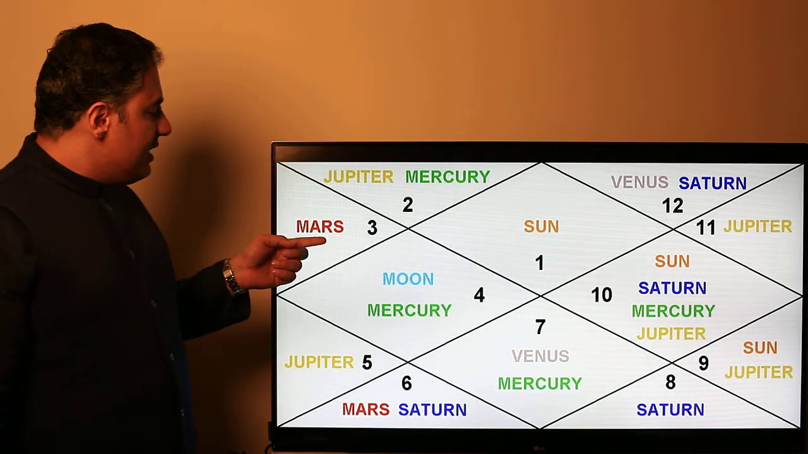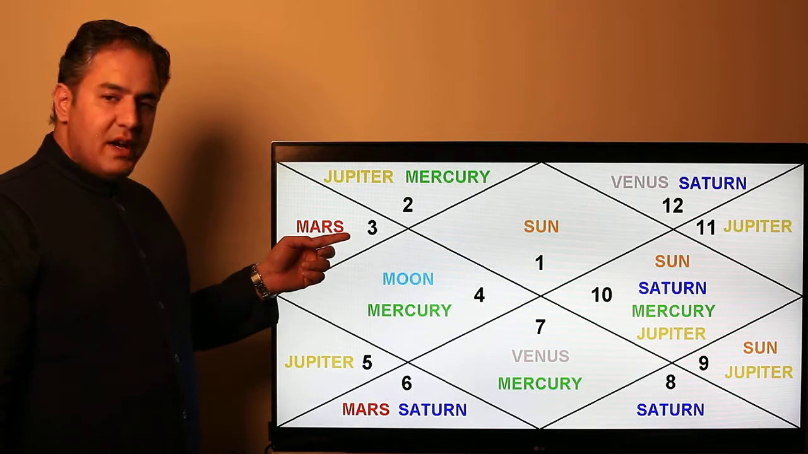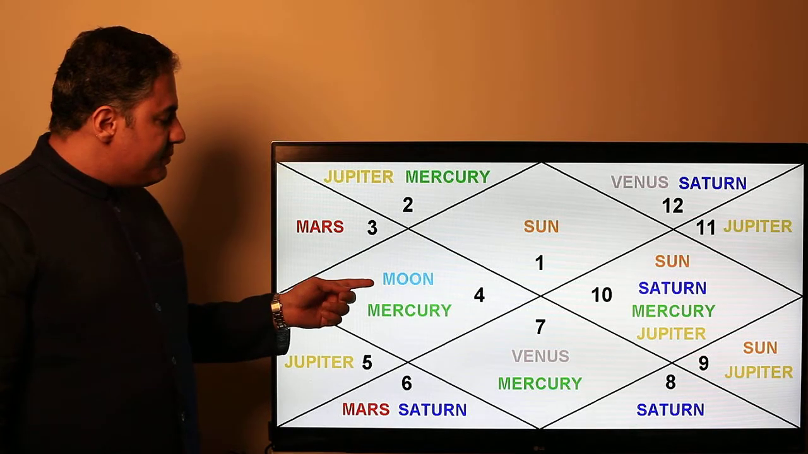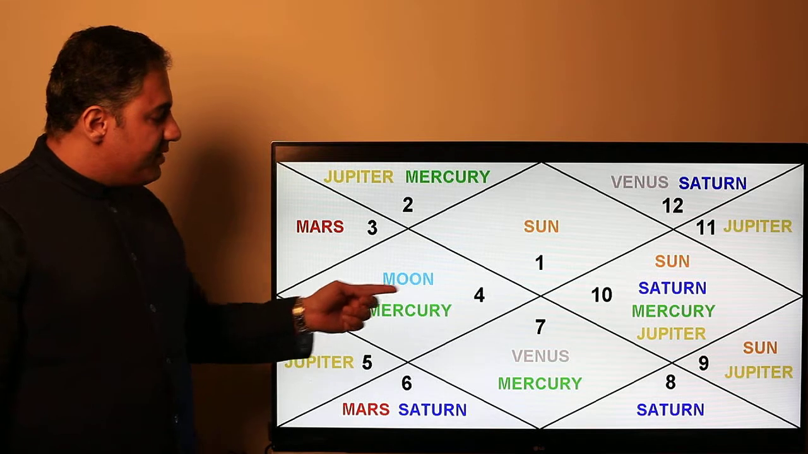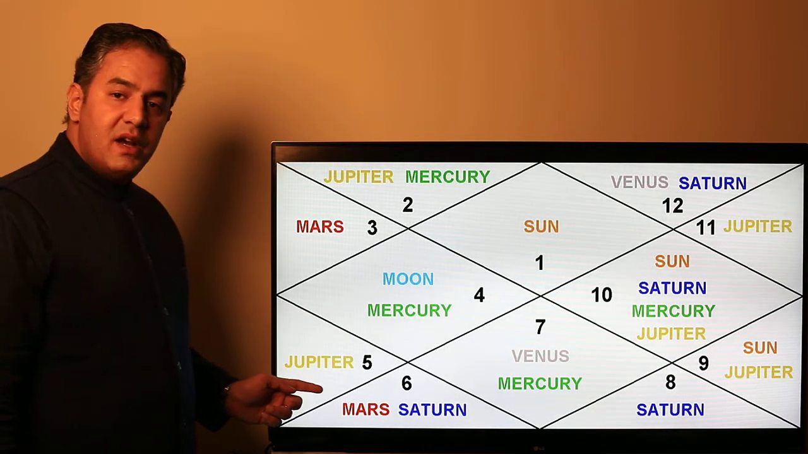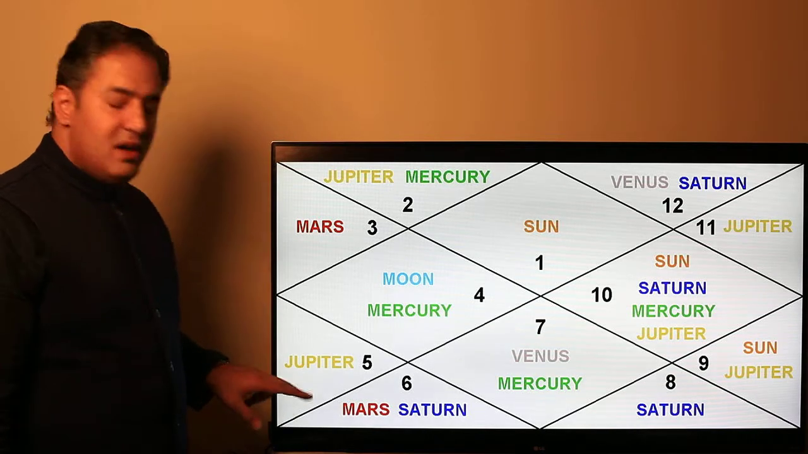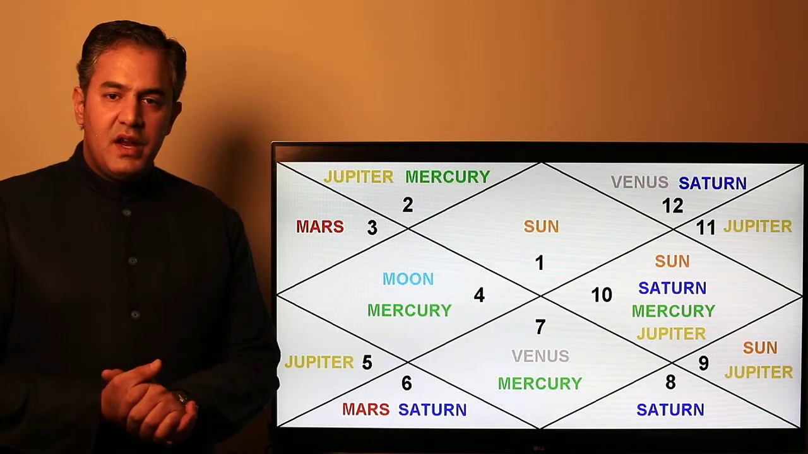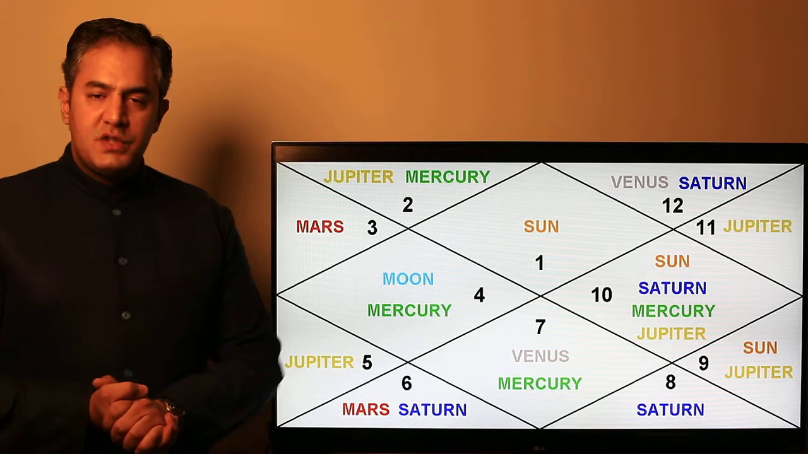Mars becomes the fixed significator of the third house. Moon and Mercury become the fixed significator of the fourth house. Jupiter becomes the fixed significator of the fifth house. Now Jupiter is also a fixed significator of progeny, of children.